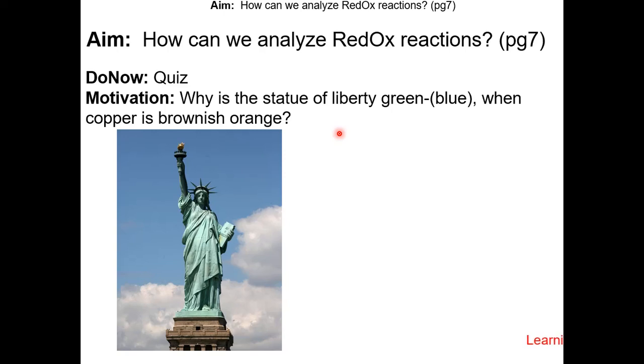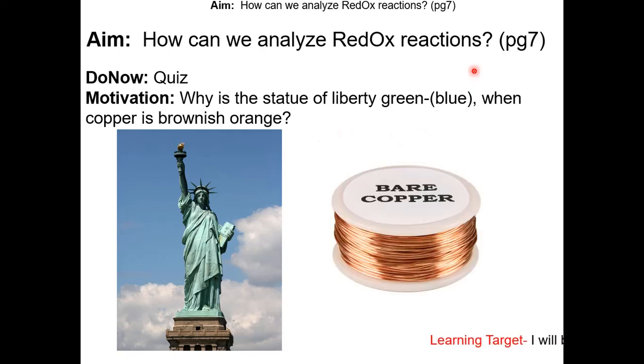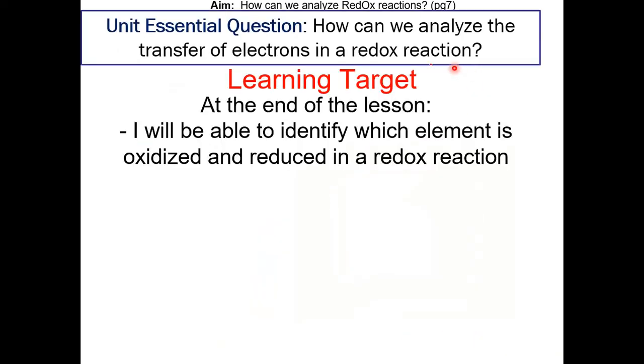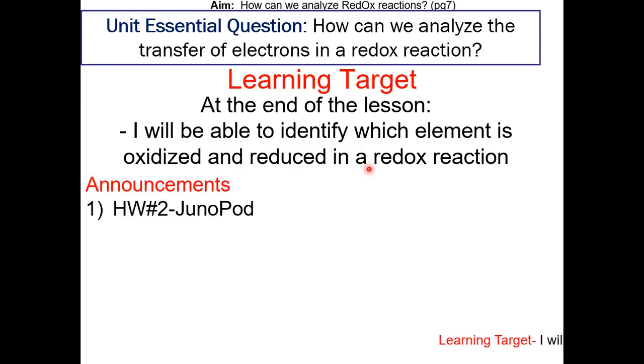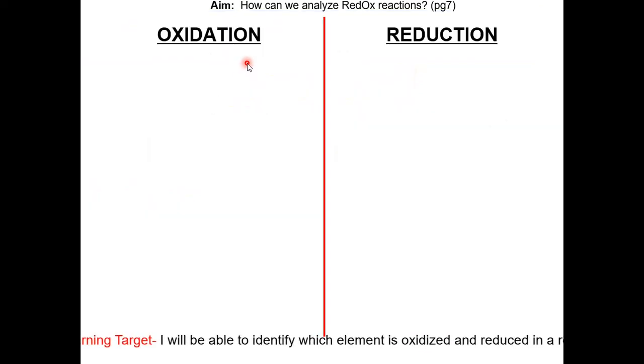This is my second video lesson for Unit 14. In this lesson, we'll be analyzing redox reactions. Go to page 7 in the class packet. Learning target: at the end of the lesson, I'll be able to identify which element is oxidized and reduced in a redox reaction. Homework is number 2, which is a Regents Pod based off this lesson.